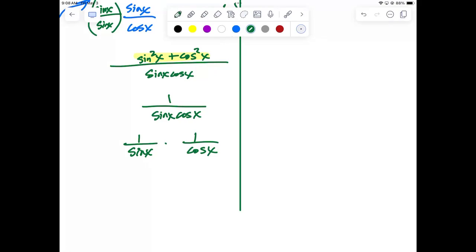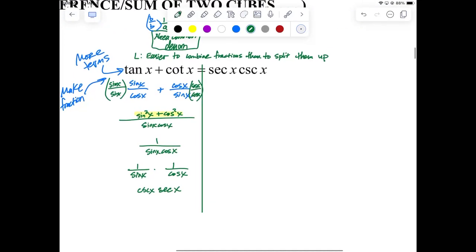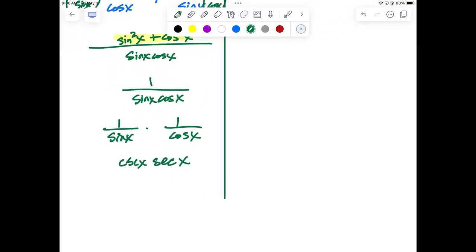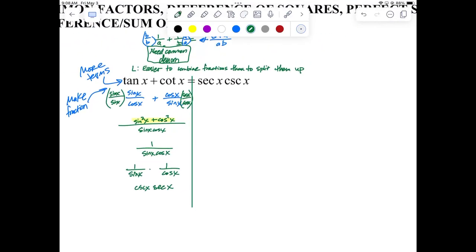Now, what's another name for 1 over sine of x? Cosecant of x. What's another name for 1 over cosine? Secant of x. Is that what I have on the right-hand side? Well, pretty much. Wow. Should we stop here then? We just flip them. We don't stop here, is what you mean. You don't stop until the left side looks exactly like the right side.